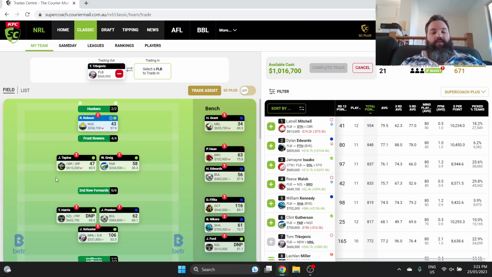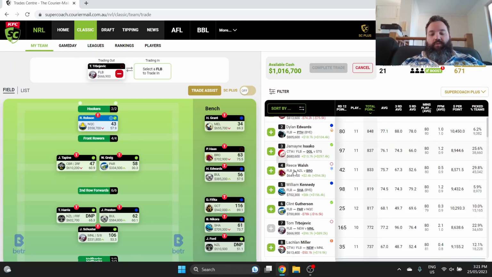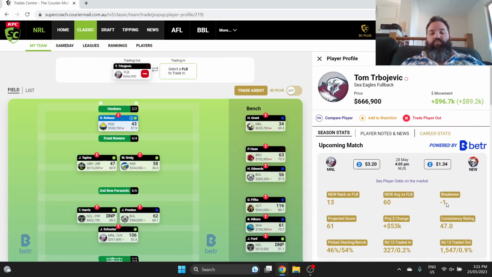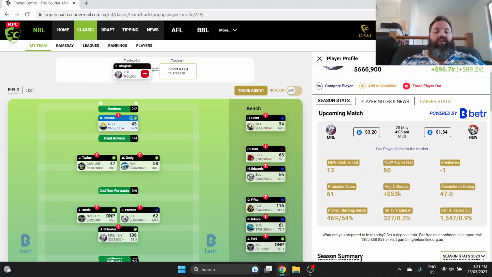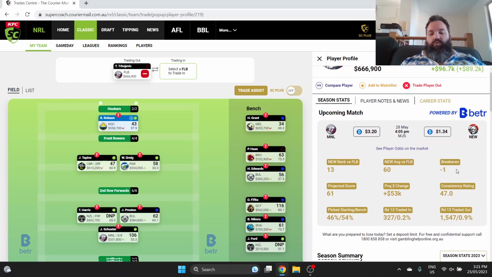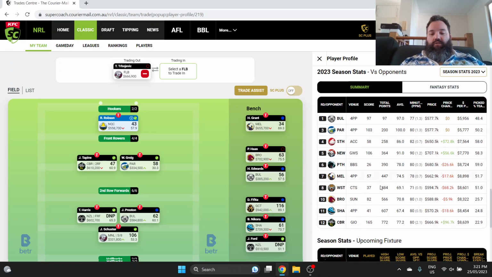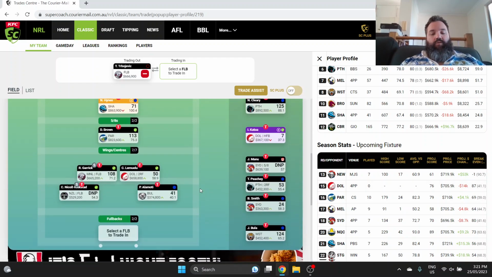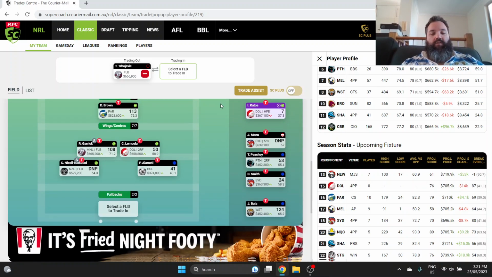And actually, before we commit to that, if you have a look, his break even's negative one. So pretty much whatever he scores is going to push his price upwards. In round 15, they play the Dolphins at Four Pines. So I'm actually leaning towards trading him in. So whoever I'm bringing in here is probably going to go back out in 2 weeks' time.